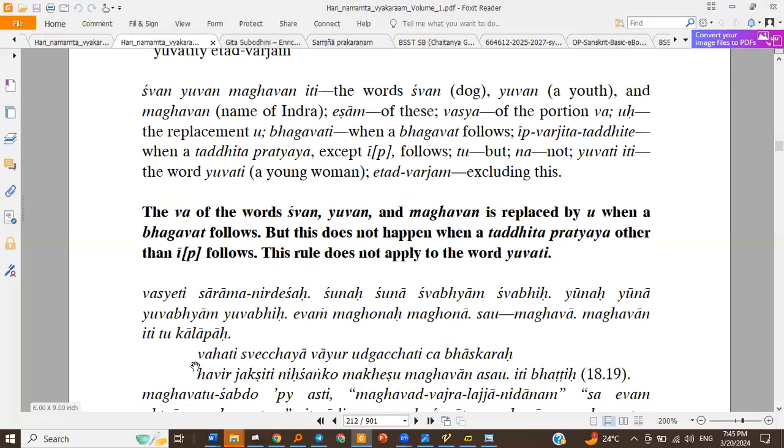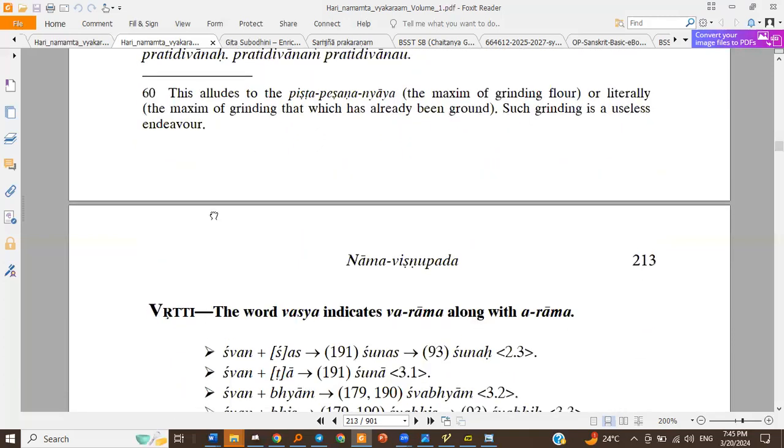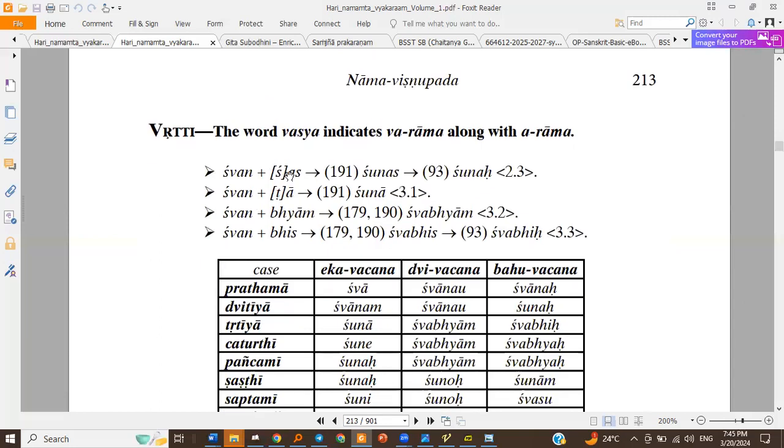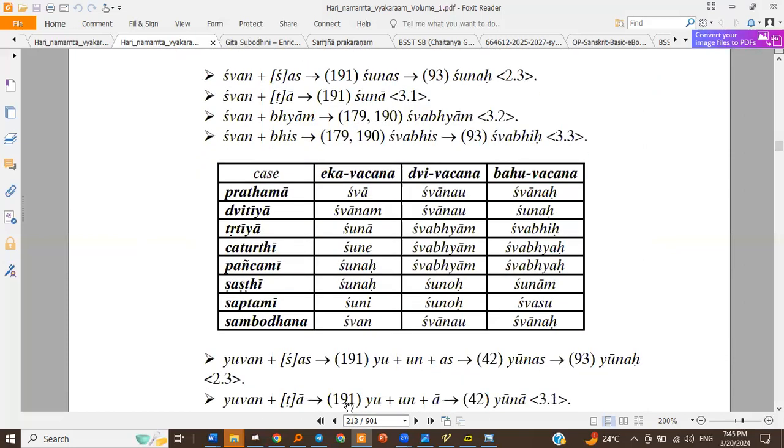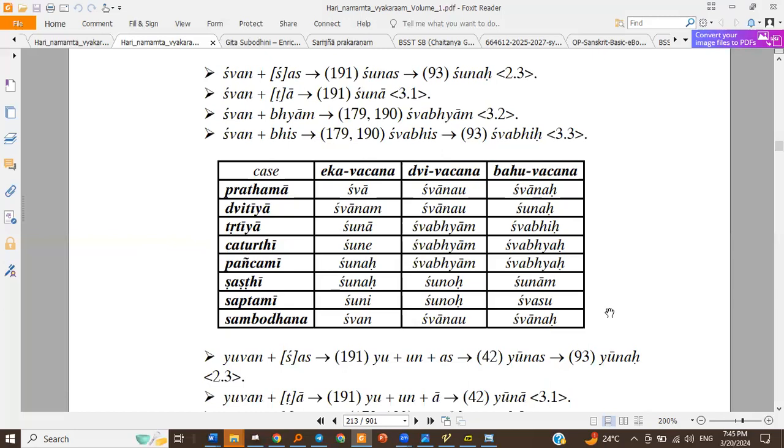So yeah, we apply this. So Shvan, Shas, Shas is Bhagavat. So va becomes U. So we get Shuna, Shuna. So 7.1 is Shuni. That is what we see in Bhagavad Gita, right? Shuni chaiva shropakecha. So that's this one.